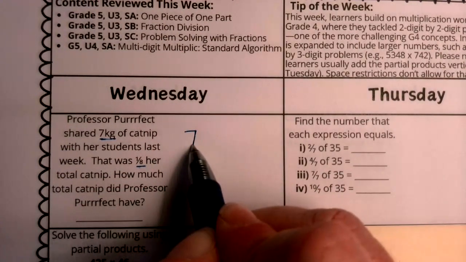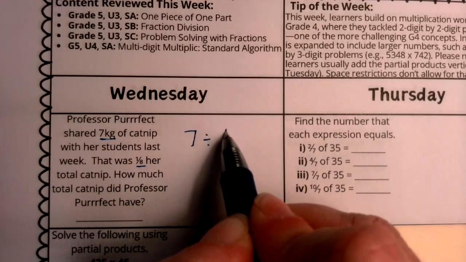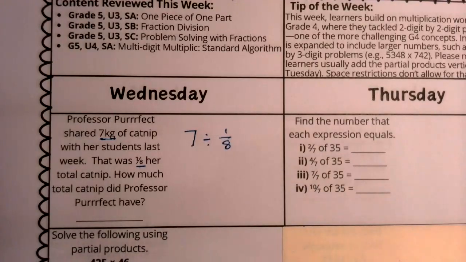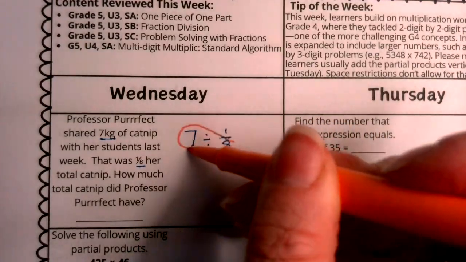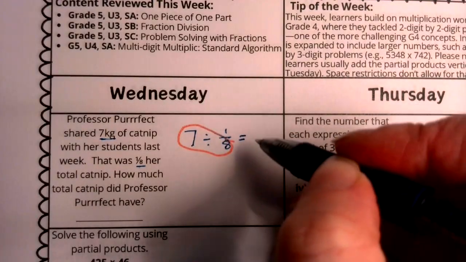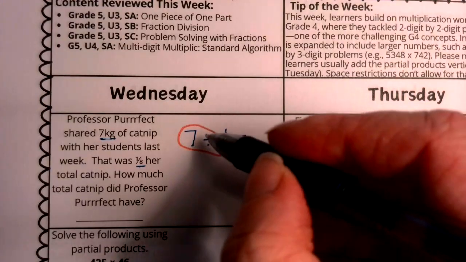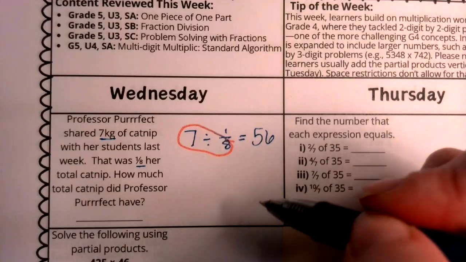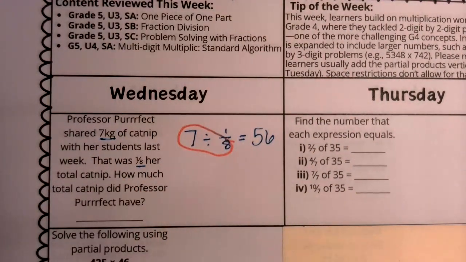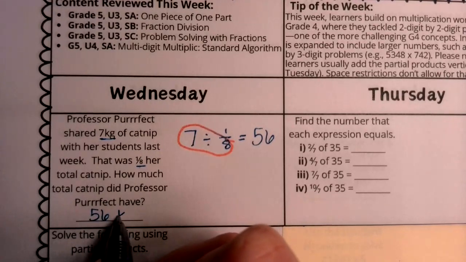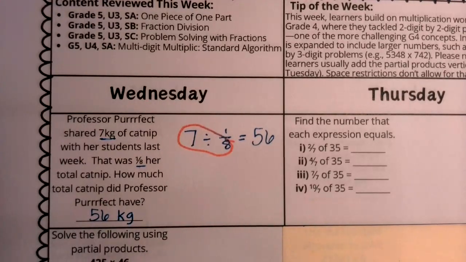So really, we're looking at 7 as only a portion of her total amount, which really is a portion, 1/8 of her total amount. Now, we have seen this pattern to be true, that we can multiply our whole number in our denominator in division, right? And so we can do our 7 times 8, which is 56. Now, what does that 56 mean related back to the catnip and Professor Perfect? We know that it is 56 kilograms, right? That is the total amount that she actually has.